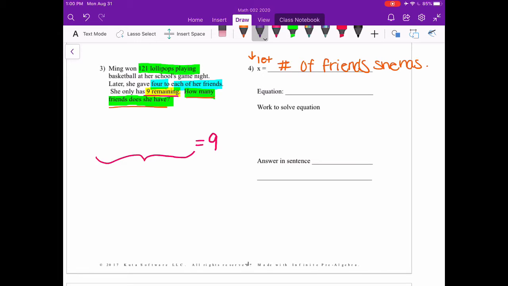What did she start with? She started with 121. She gave away 4 to each of her friends. So if she had 2 friends, she gave away 4 to each, we multiply and we'd say 8 lollipops. But we don't know the number of friends. So it's 4 times x.